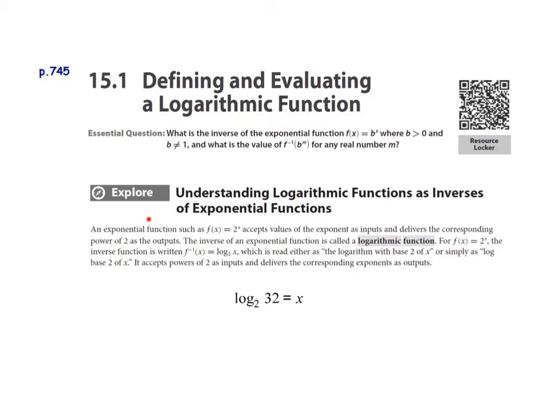out that an exponential function, let's say 2 to the x power, has an inverse. A log function and an exponential function are inverses. I have an example of a log function written here at the bottom of the page. The way you read this is log base 2 of 32. So, log base 2 of 32. If I had, let's say, log base 5 of 25, that's how you read that.